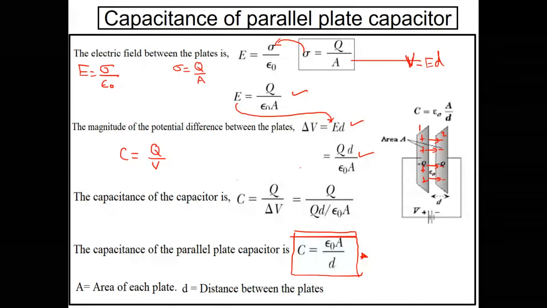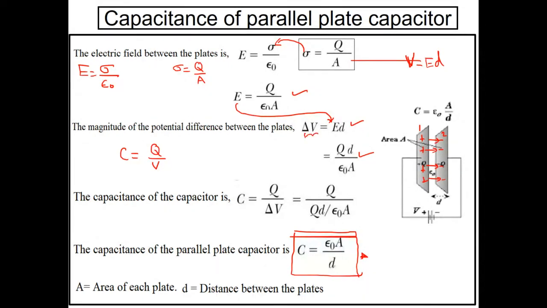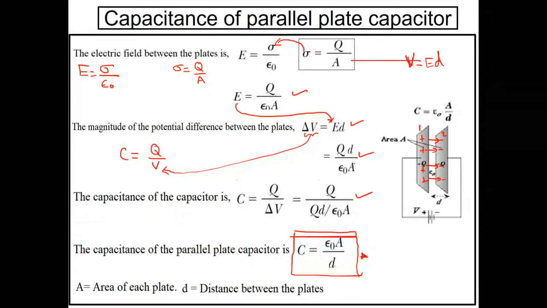Now, listen carefully, my dear. I am going to take this V, because V and delta V are exactly the same. So I am going to substitute it here. What will happen? Your equation will be like this. Yes, you're right. So now Q gets cancelled with this Q, and this is D over epsilon naught A.